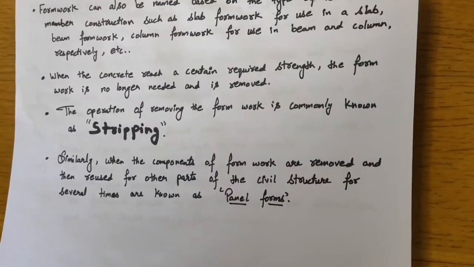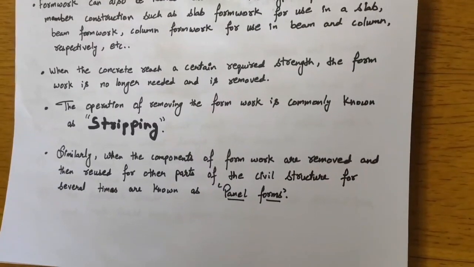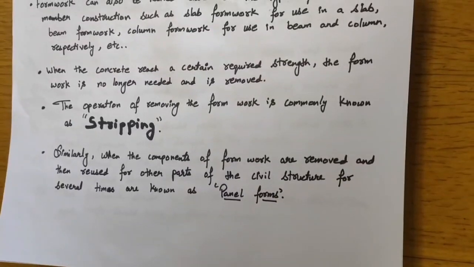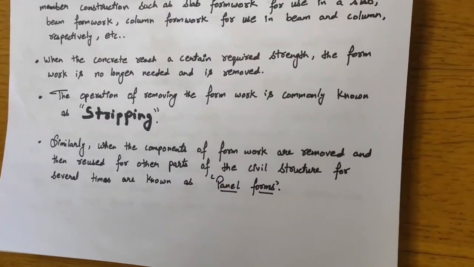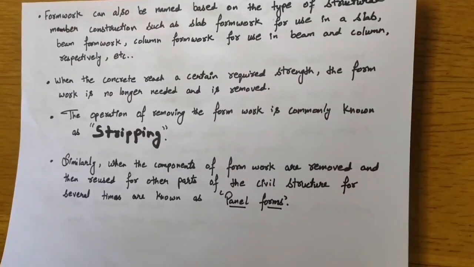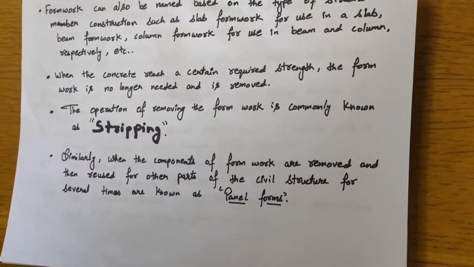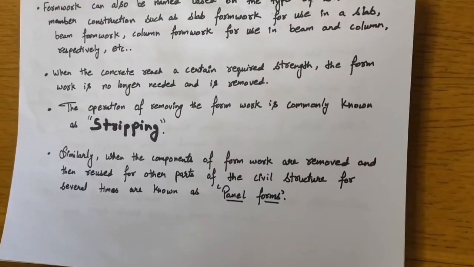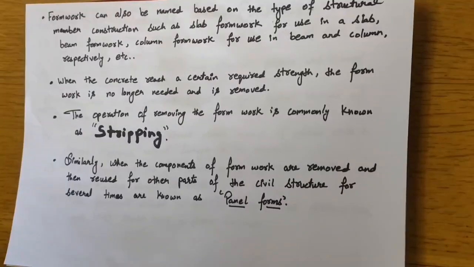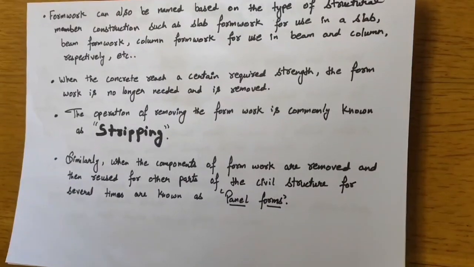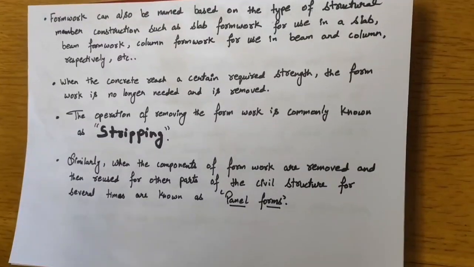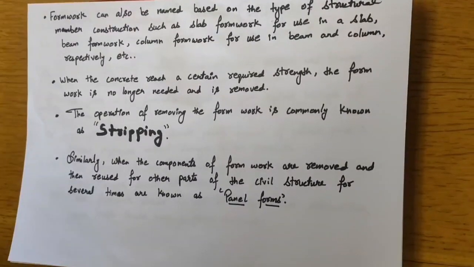When the concrete reaches a certain required strength, the formwork is no longer needed and is removed. So when the concrete achieves sufficient strength in which it can sustain itself, then we remove the formwork. The operation of removing the formwork is commonly known as stripping, and the time which we require to remove the formwork is known as stripping time.